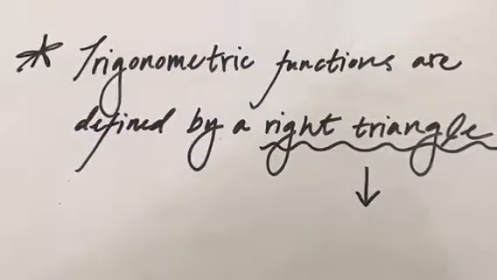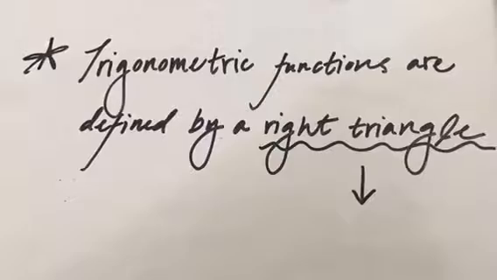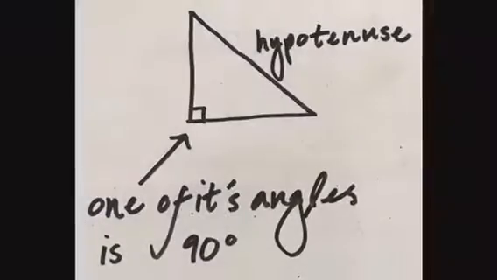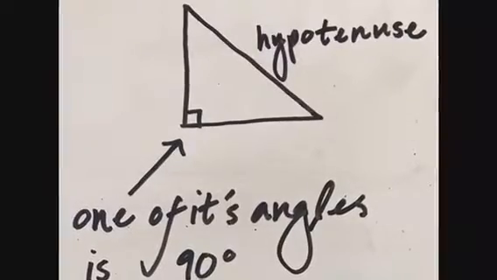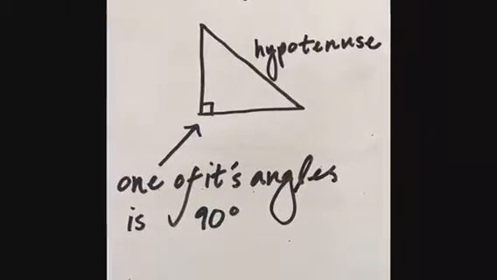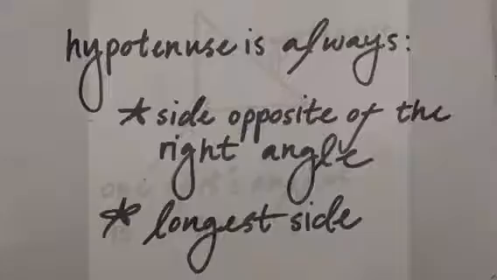An essential characteristic of trigonometric functions is that they're defined by a right angle. Right triangles are ones that have one angle that is 90 degrees. The hypotenuse is shown on this side.